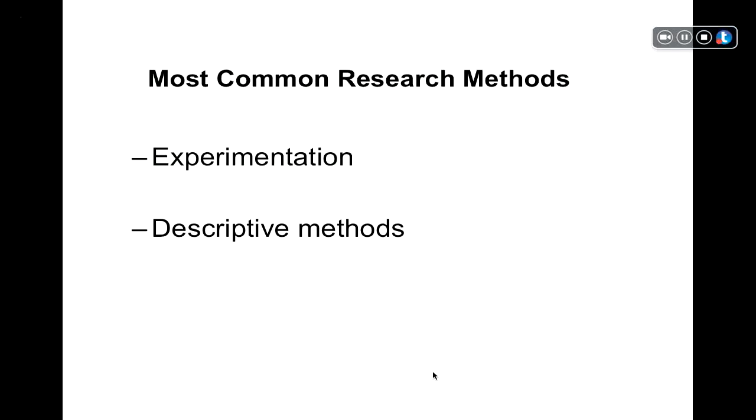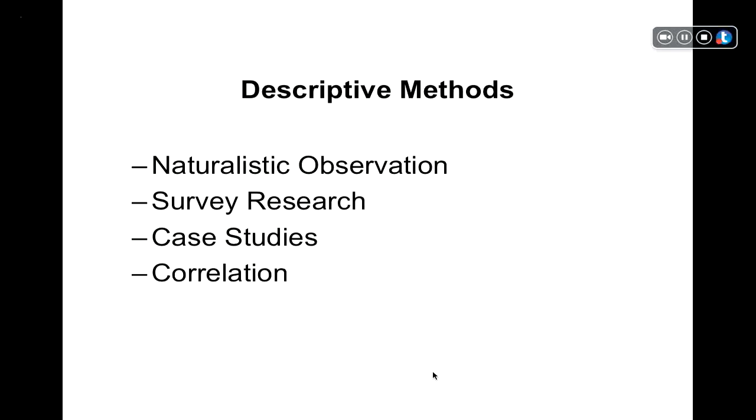So in this lecture, we're going to be talking about the most common research methods used in the behavioral sciences and probably in the sciences in general. Experimentation and descriptive methods. Experimentation we'll cover in lecture 2. Descriptive methods we're going to cover in this lecture. So descriptive methods include naturalistic observation, survey research, case studies, and correlational studies. So we're going to talk about each one of these in turn, starting with naturalistic observation.